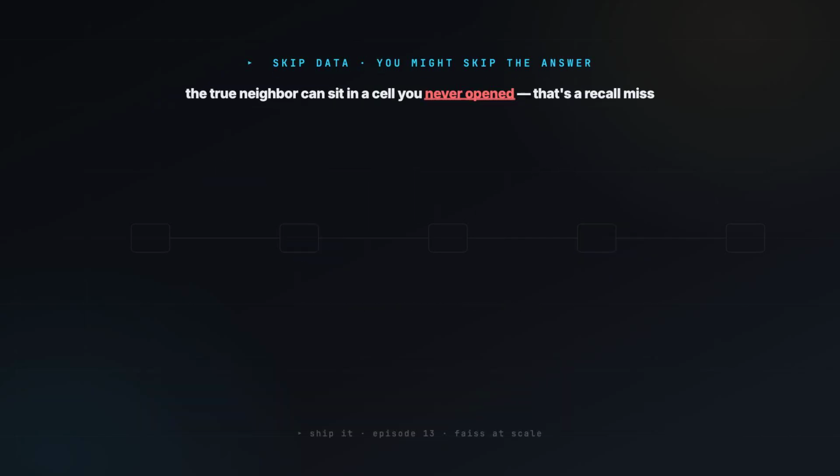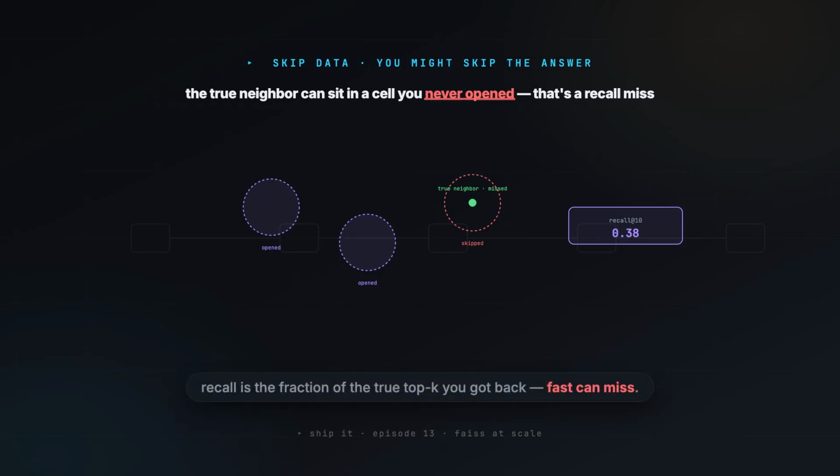But skipping data means you might skip the true answer. The vector you wanted could be sitting in a cluster you didn't open, so approximate search can miss. We measure that as recall, the fraction of the true top k you actually got back. Fast and perfect don't coexist here. You're trading one for the other.